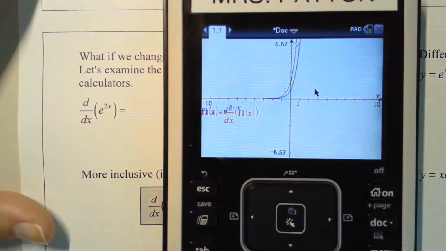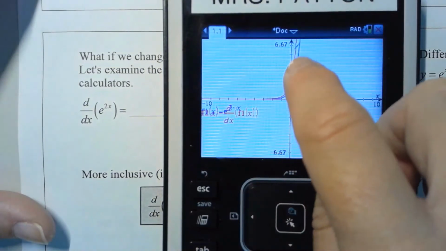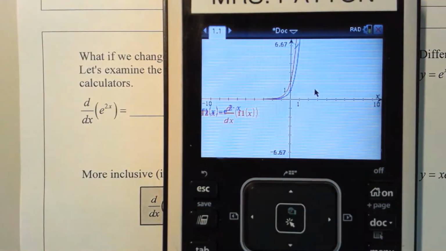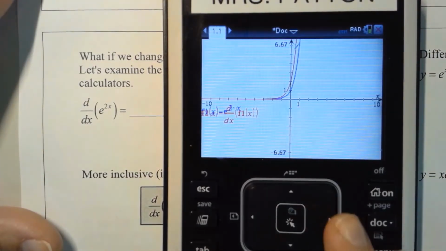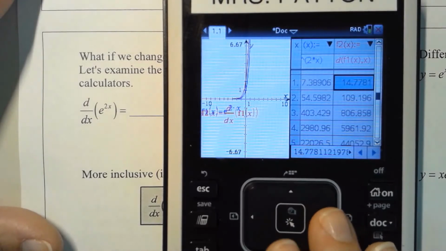Is the derivative the exact same graph? Well, no, look at the space in between them. They're not the same. They're close, but it's not exactly the same. So I'm going to go look at that table again and see if we can find that pattern.